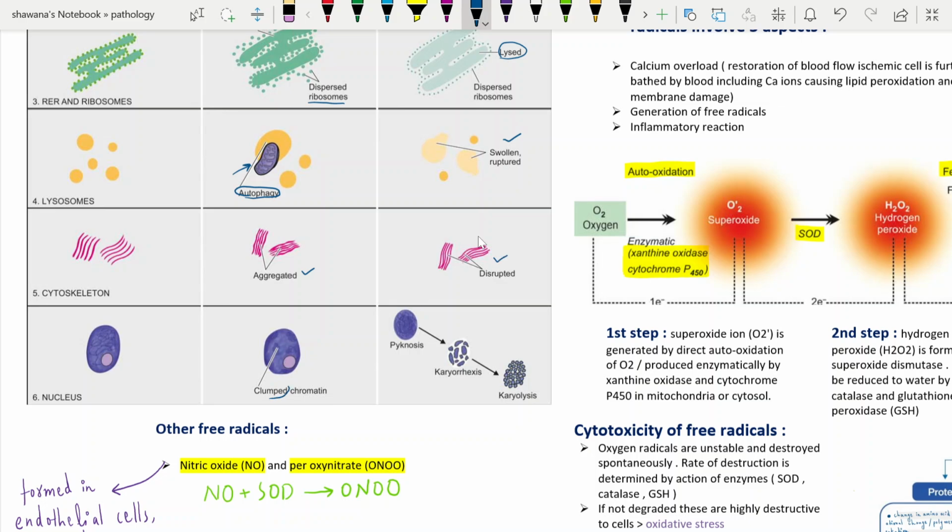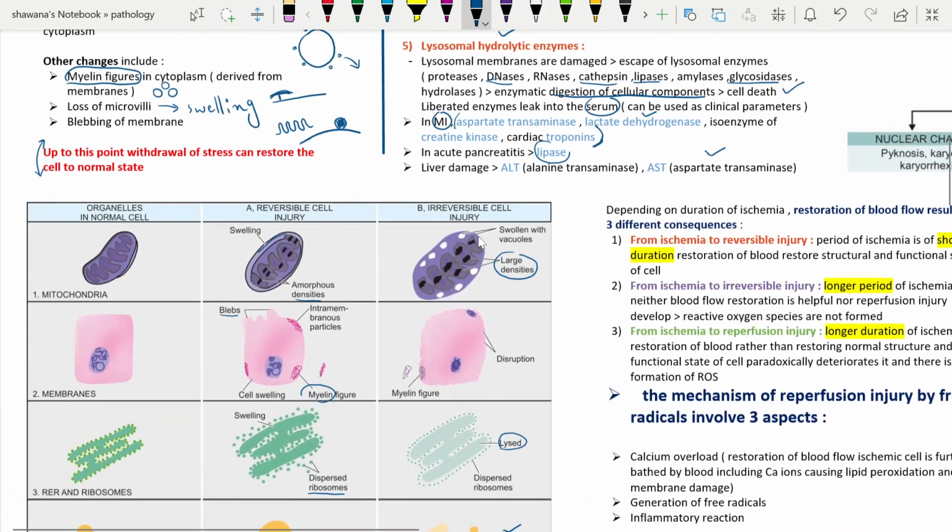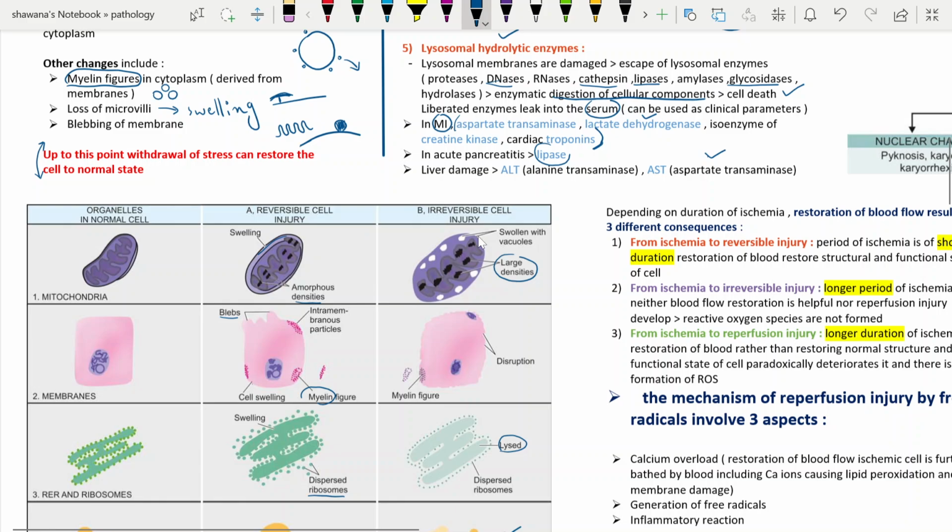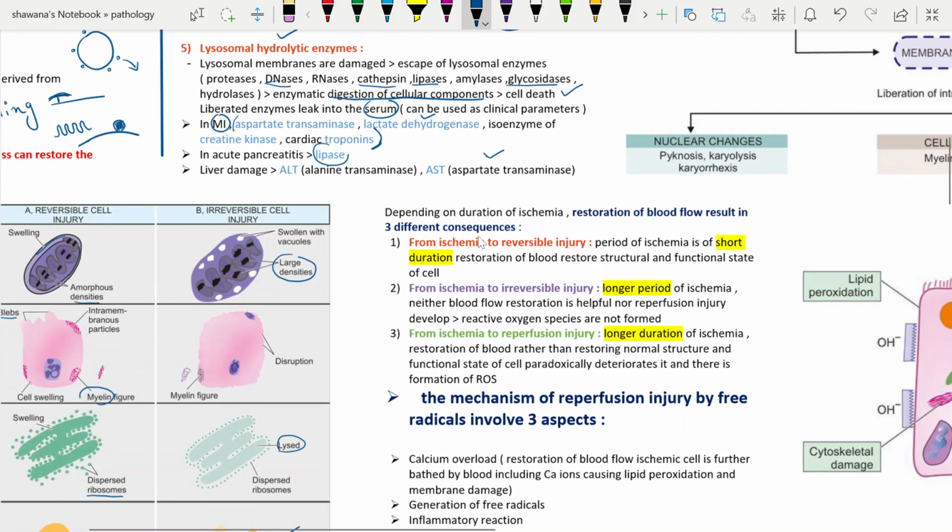Nucleus causes the clumped chromatin. Why does the clumping occur? Because of lactic acid accumulation, the pH starts to reduce, and it causes the clumped chromatin. In the irreversible stage, pyknosis is the condensation, karyorrhexis is the fragmentation of the nucleus, and karyolysis is the dissolution of the nucleus. Okay, I hope you understand the difference between reversible and irreversible cell injury.